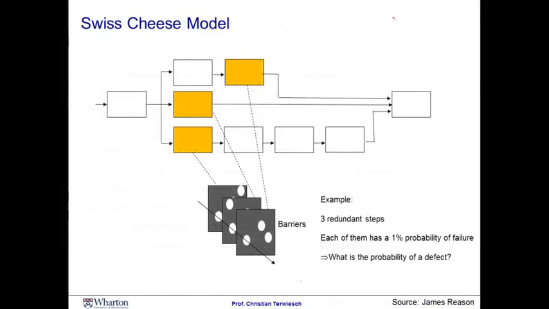British psychologist James Reason has developed a model to explain accidents and disasters. This model is referred to as the Swiss cheese model. The idea of the Swiss cheese model is as follows. Think about a slice of Swiss cheese. In the slice, we have a couple of holes, and we think of a hole as a defect.